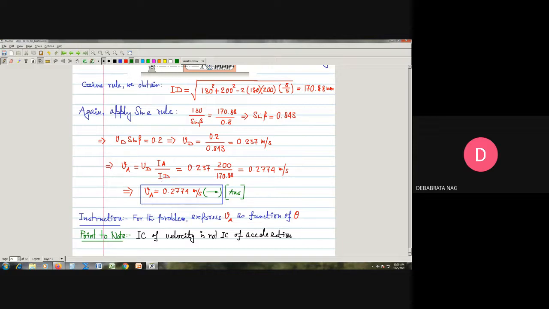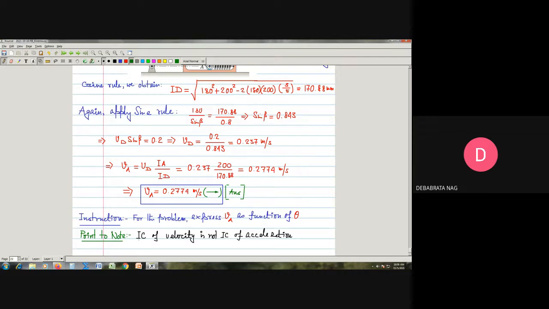But here I have some instruction that for the above problem, try to find out the velocity of point A as a function of theta. That means here we have solved the magnitude of this velocity, as well as we have found out the direction also, everything that has been done for theta equal to 90 degrees. But if theta is any other arbitrary angle other than 90 degrees, what should be this velocity as a function of theta? You can try at your home to find out.